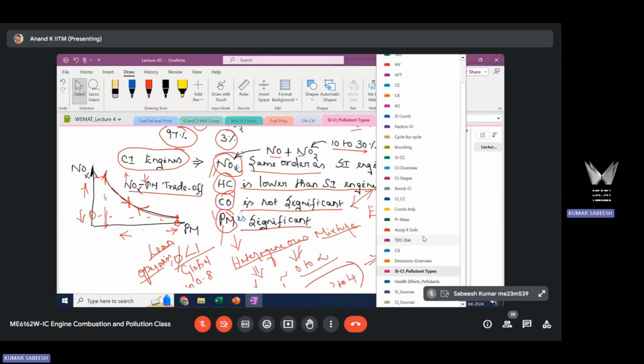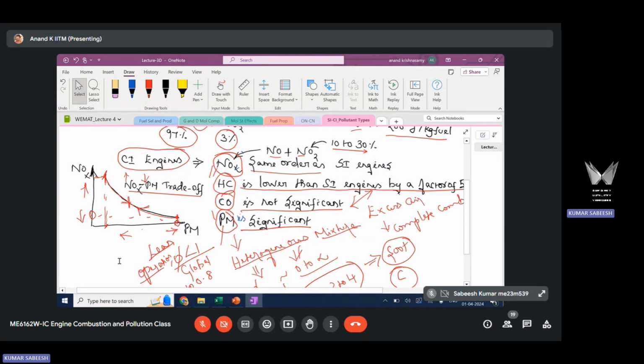Clear, sir. So you are doing research on this, sir? Yes. My current focus area is running diesel engines in an alternative combustion mode to bring near 0 levels of NOx and PM.